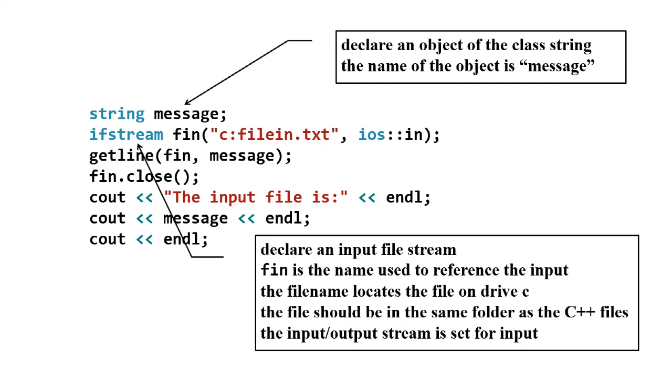First is the name of the input text file. C is the disk drive letter, and then the name of the file with the .txt extension, all in quotation marks. This matches the file name that is in the folder with the C++ files. And then finally we're setting the input-output stream for input.